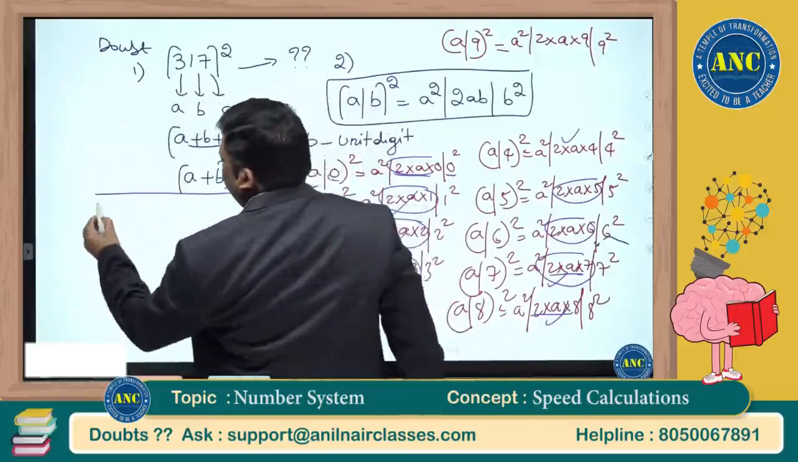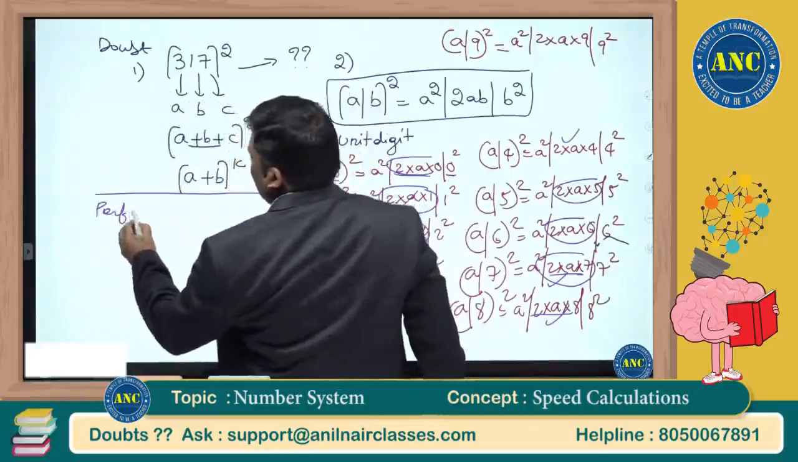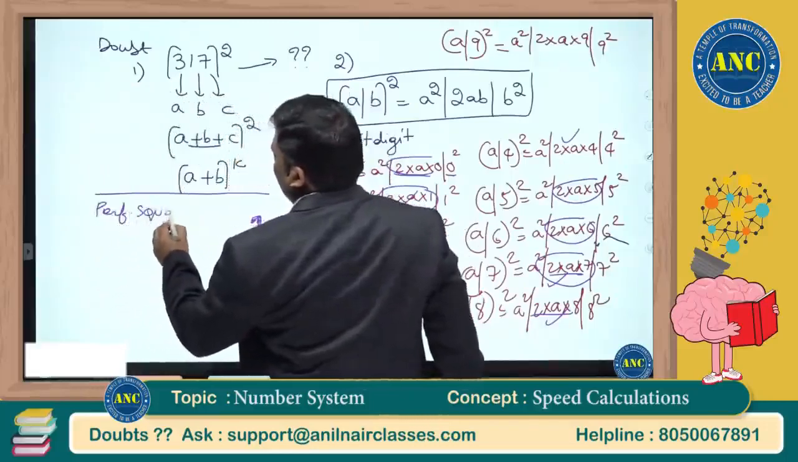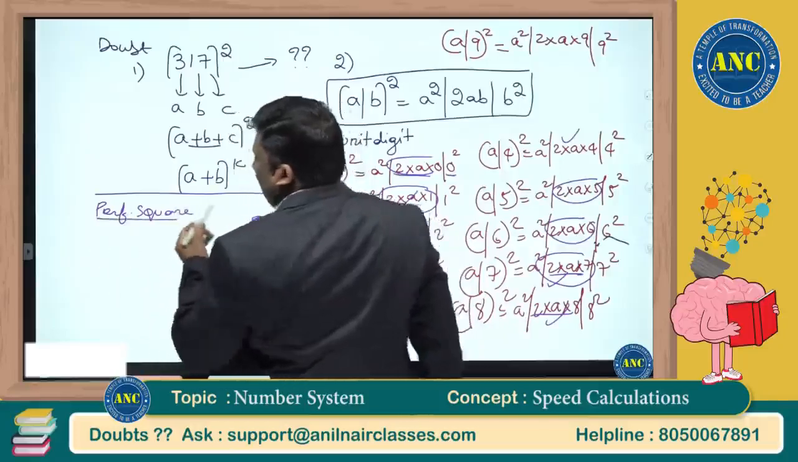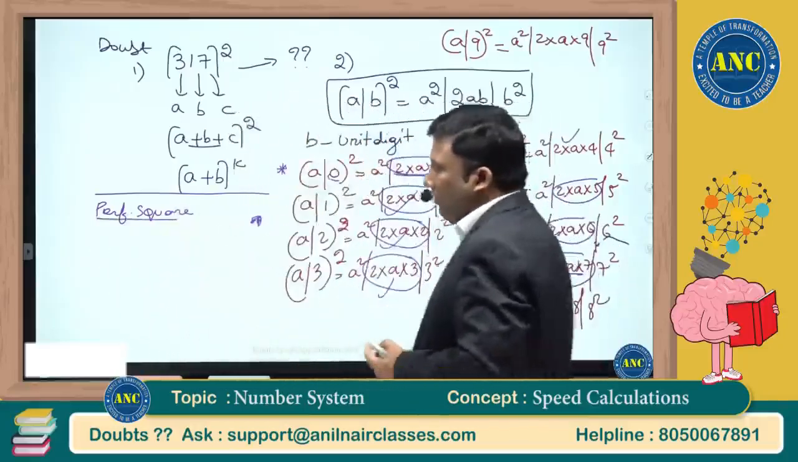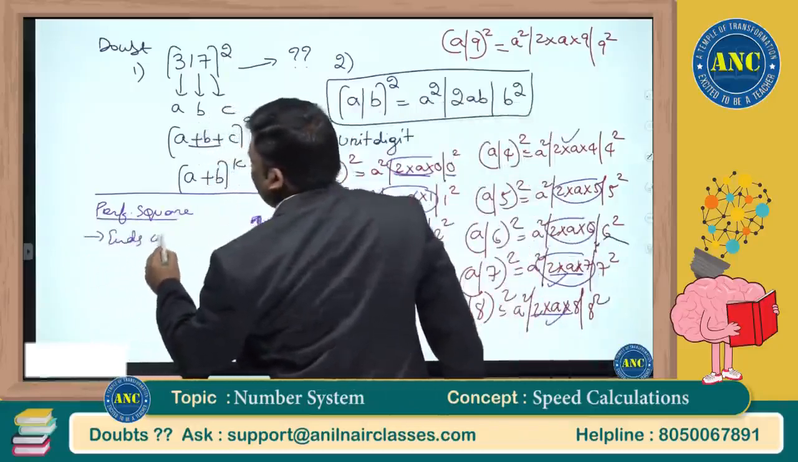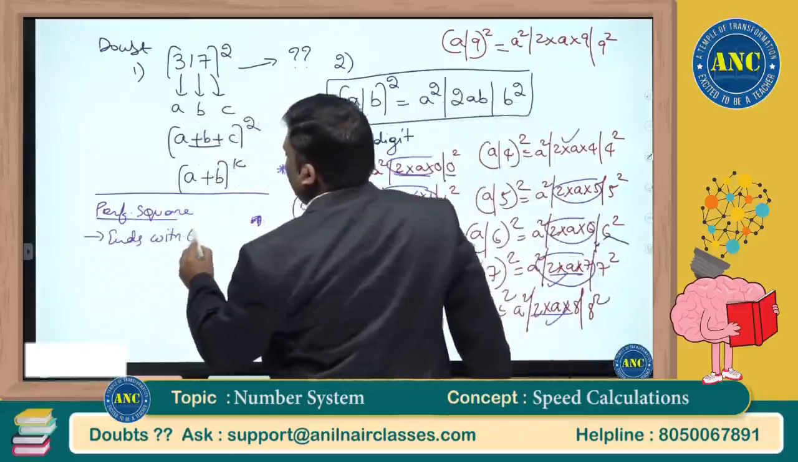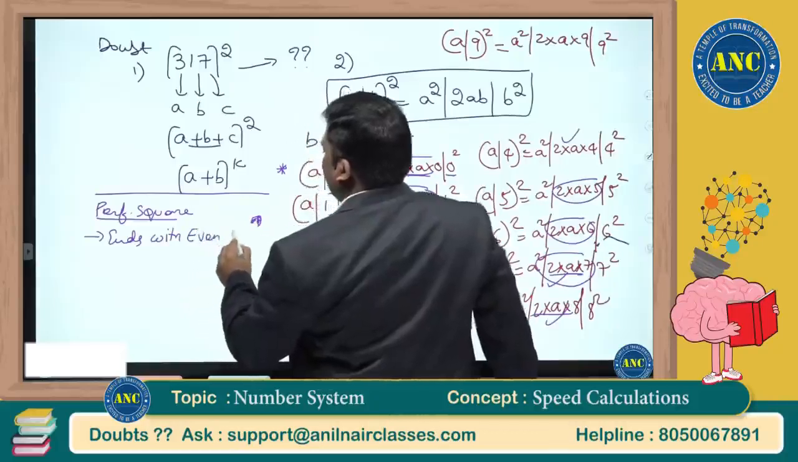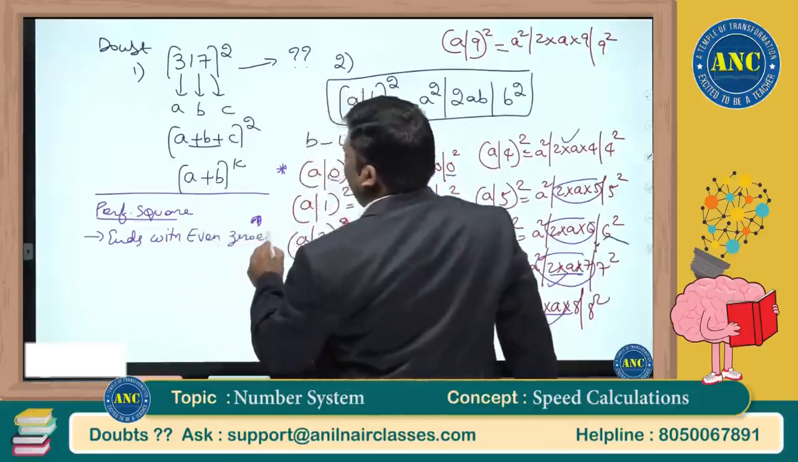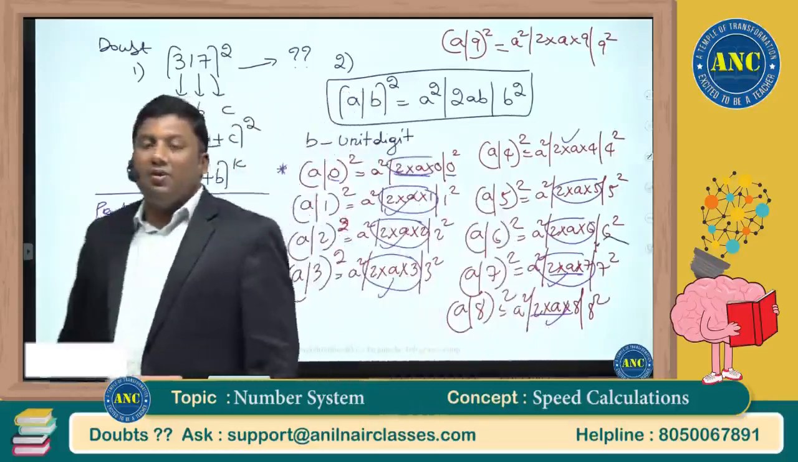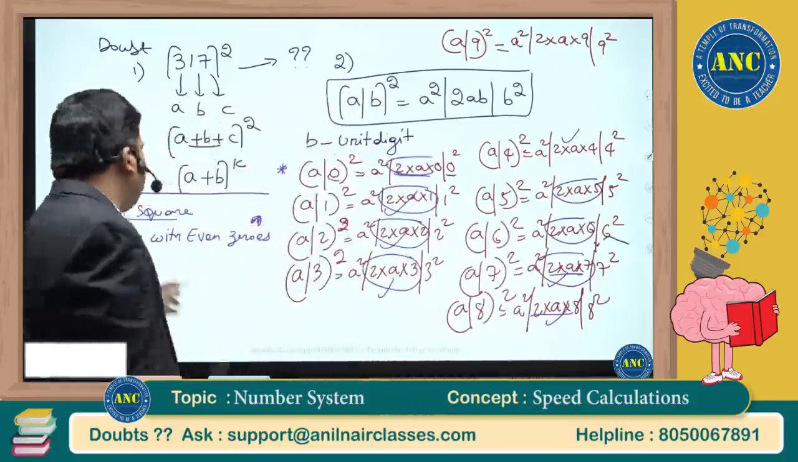Now see here, a perfect square. What are some of the very important properties of a perfect square? I hope the first one is clear: a perfect square always ends with an even number of zeros.